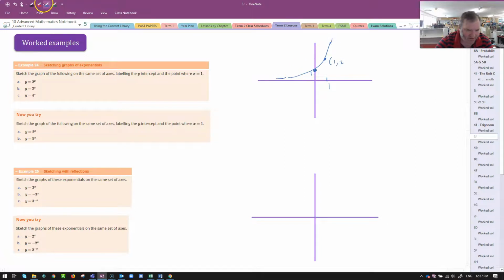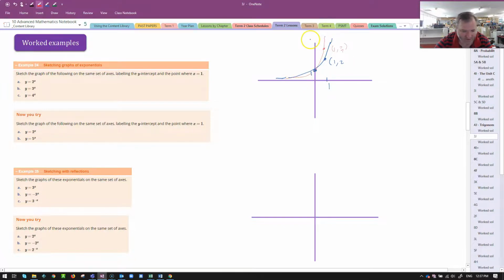3 to the power of x goes through that point there, and it's going to go through 1, 3. It's going to be a little bit higher. Down here, dividing by 3 happens more quickly than dividing by 2, so it goes below the blue line there.